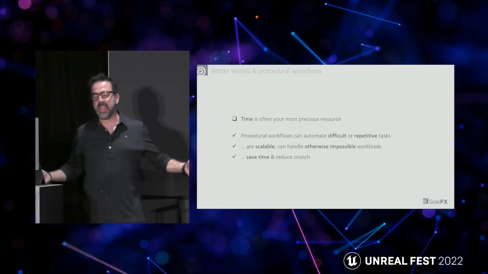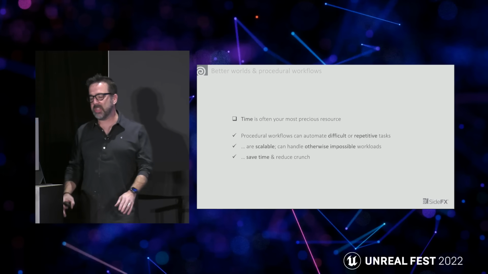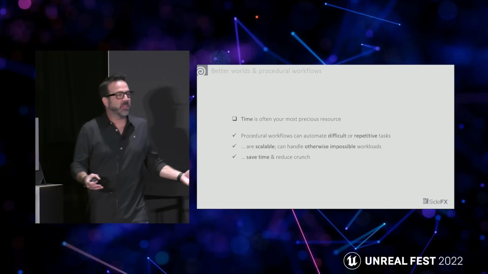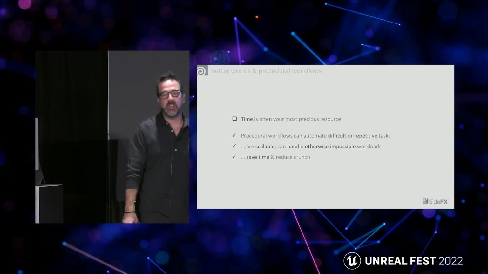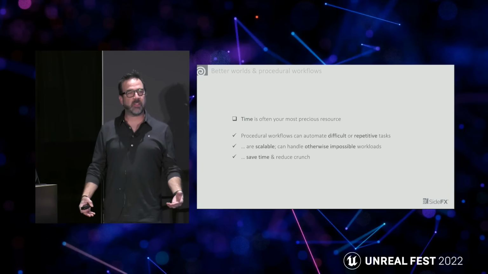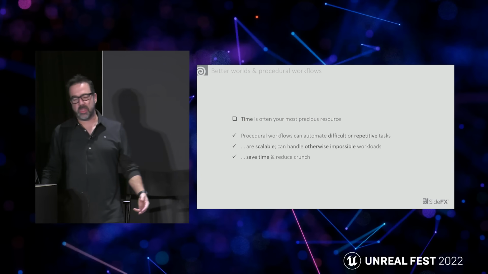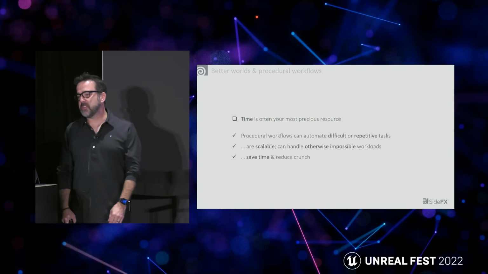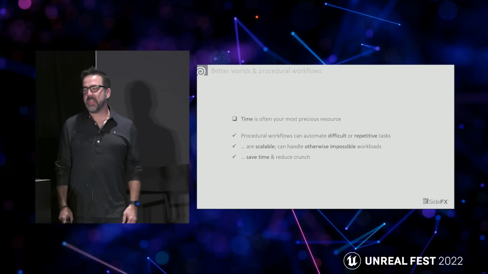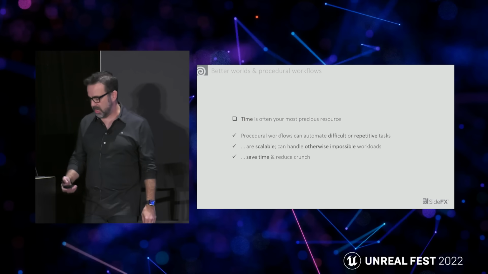In a large world, any of these inefficiencies can be multiplied and compounded. Scalability is something to really plan ahead for with some of these tasks. And it's just impossible to do some of this stuff manually. It would take forever. And we all have time budgets and monetary budgets. So without automation, we might have to sacrifice things. Then we want to make our lives better. Procedural workflows can automate those difficult or repetitive tasks. They're scalable. They can handle what seem like impossible workloads. And they can save time and reduce crunch time.